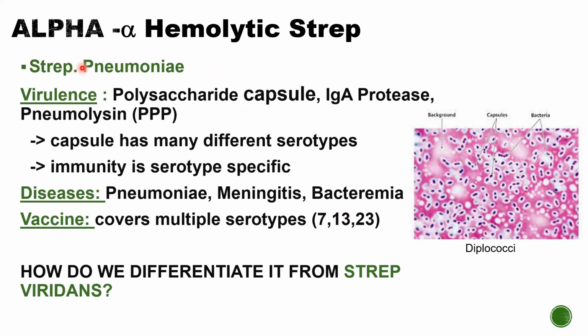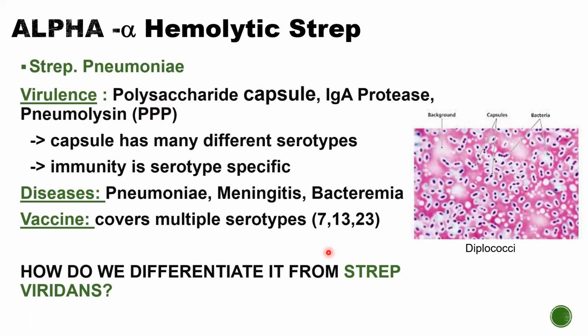Strep pneumo, polysaccharide capsule. A way to remember this is PPP. Strep pneumo has a polysaccharide capsule, it has IgA protease, and it has pneumolysin.